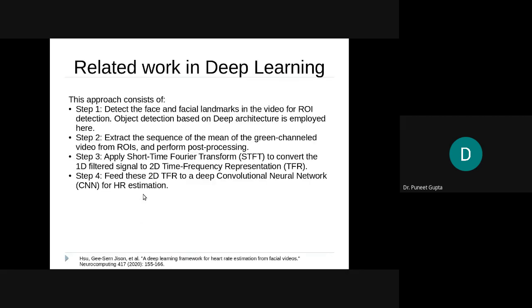Again, a very similar thing is there. Here the authors extract the ROI, consider different ROIs, and extract the temporal signals using the average green channel. But after that, they want to provide it to a 2D CNN, which will take this as an image and provide the heart rate. To do that, they combine all those ROIs and temporal signals and convert them into an STFT, short-time Fourier transform, which provides a 2D representation. Then they just gave that to the CNN. You can see this is a quite recent paper published in Neurocomputing.